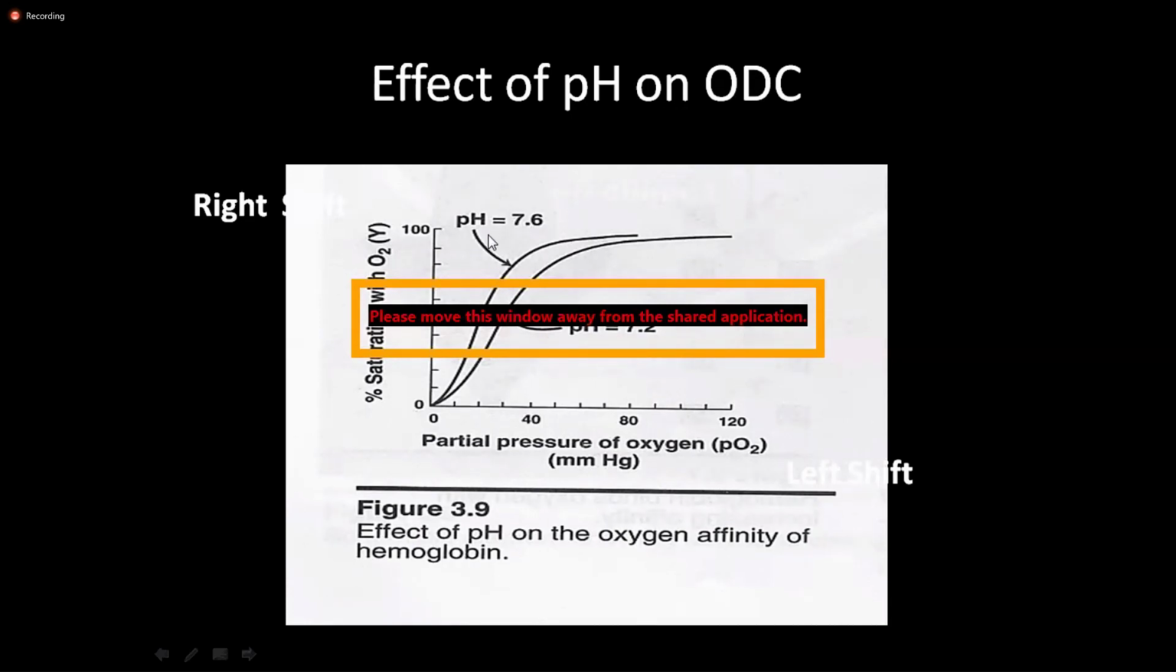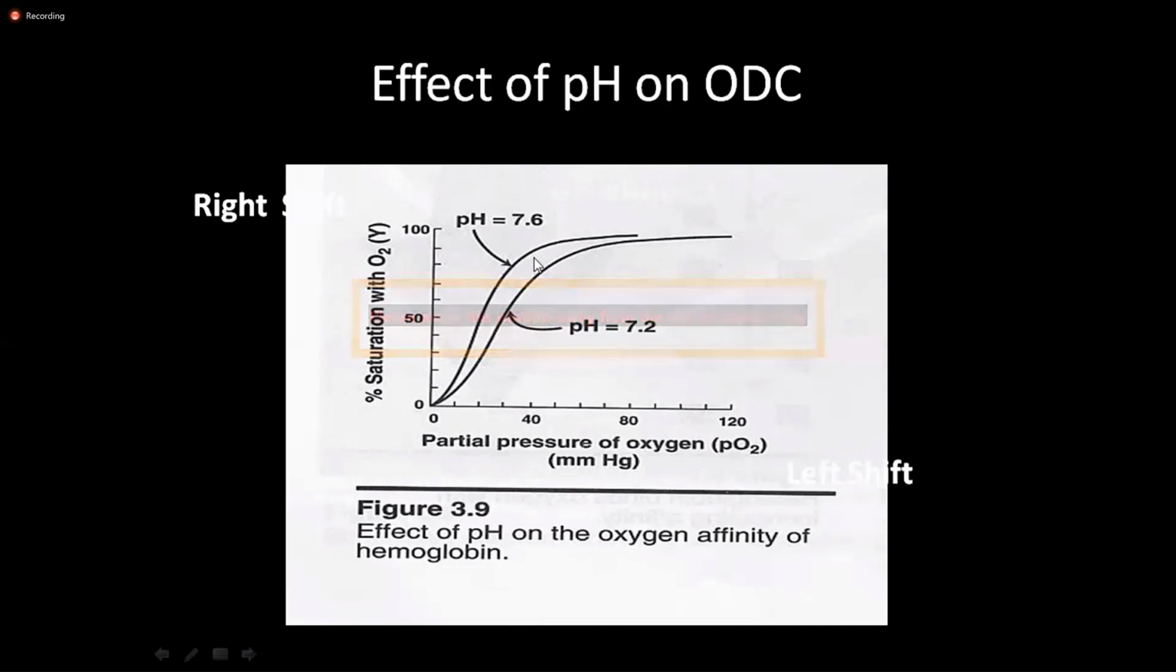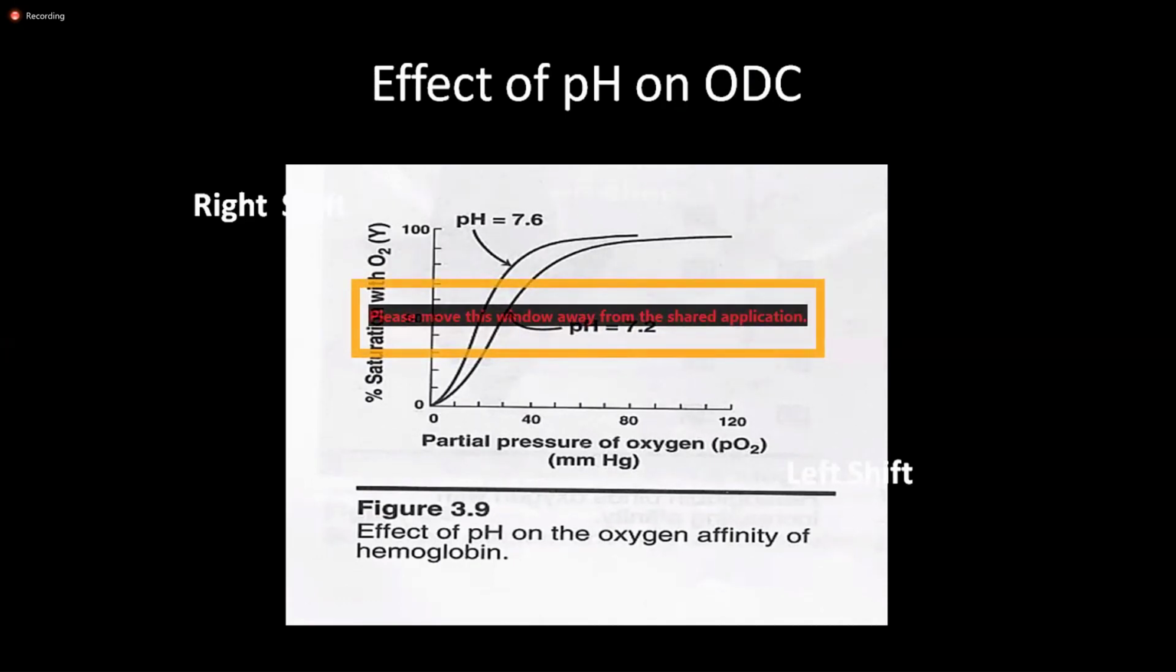Normal blood pH is around 7.4 plus or minus 0.2. So if there is a pH of 7.6 in the lungs, the oxygen dissociation curve shifts to the left. It means that at this point the hemoglobin has a higher affinity towards oxygen, so it holds oxygen very tightly in the lungs.